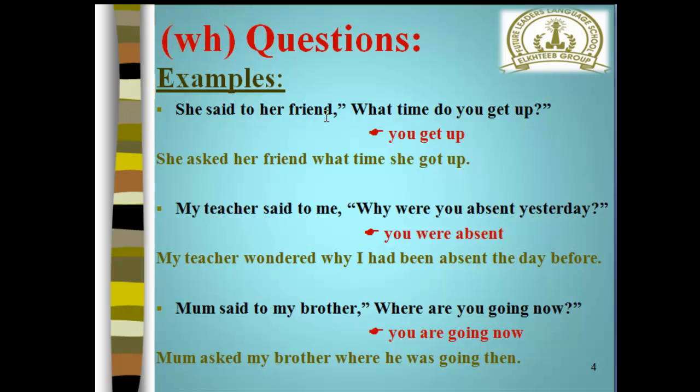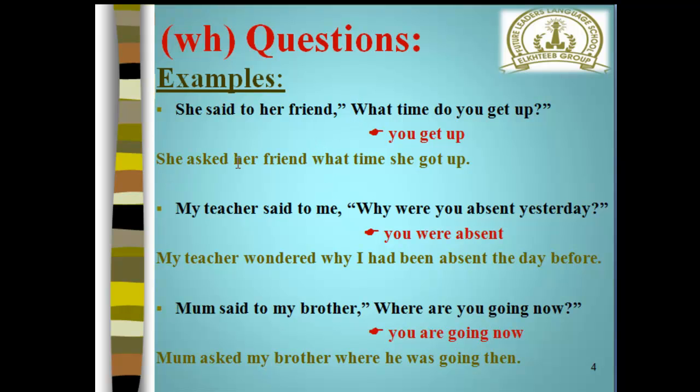She said to her friend, "What time do you get up?" Question mark at the end. It's a question. This is direct speech: introductory verb, comma, and the question between inverted commas. In reported speech, we don't use said to. Change said to into asked or any introductory verb suitable to the question. Then link using the question word itself, but don't use a capital letter, use a small letter.